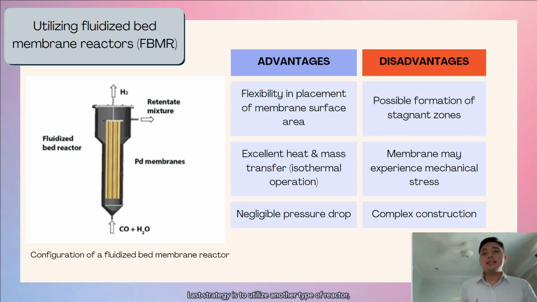The fourth strategy is to utilize another type of reactor, which is called a fluidized bed membrane reactor, or FBMR. The advantages of an FBMR are the flexibility in placing the membrane. It can also facilitate isothermal operation with negligible pressure drop. The disadvantages are the possible formation of stagnant zones, membranes may experience mechanical stress, and it is also a complex construction.